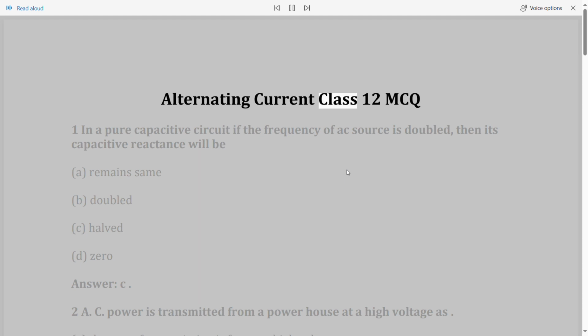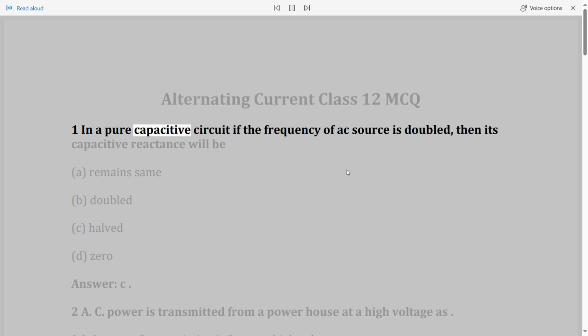Alternating current, Class 12 MCQ 1. In a pure capacitive circuit, if the frequency of the AC source is doubled, then its capacitive reactance will be: A, remains same; B, doubled; C, halved; D, zero. Answer C.